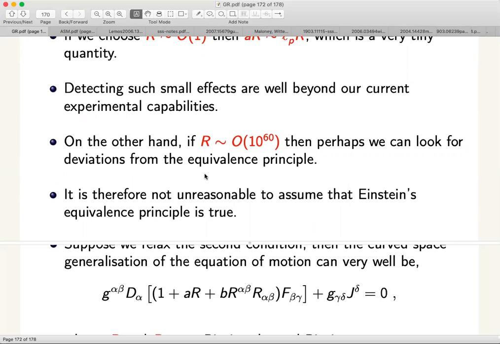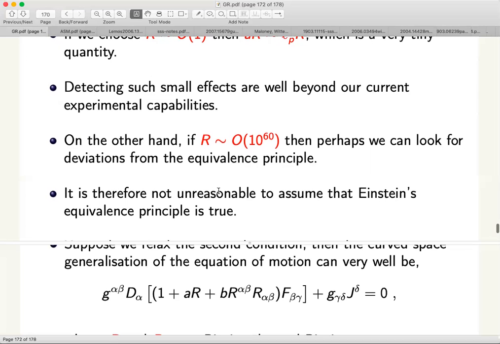But for all practical purposes, for doing any calculation, it won't be unreasonable to assume that Einstein's equivalence principle is true. Because if these factors are going to be 1 plus 10 to the minus 30 or 10 to the minus 60 or something, then you might as well say, I'm not doing the calculation to that accuracy anyway, right? Unless there is an experiment which is going to detect quantities to that level. But then, of course, in that case, you may have to write down a large number of possible terms and check out which one would be relevant and appropriate for that experiment.